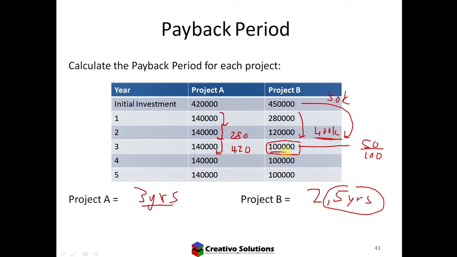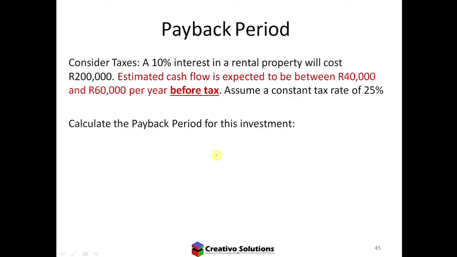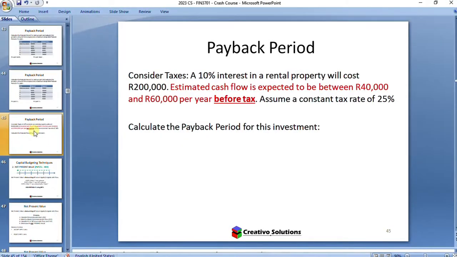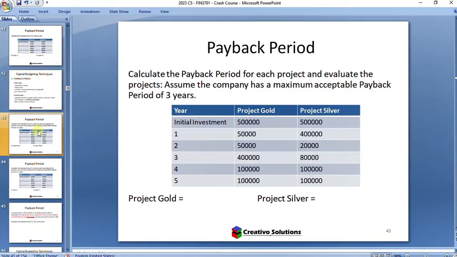Right, this could have been anything. If it was 120, I would have had 50 over 120. Then I would have got 2 comma something years. Does it make sense? Yes. Right, so we've looked at payback period. I've given a few others to look at. Those ones, before I reveal, maybe just give me the answer. Gold. Parosha, you can do gold. Yes. Damien, 3 years. Silver, do silver. Let's see what you get.